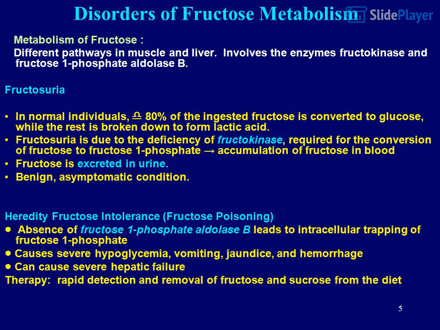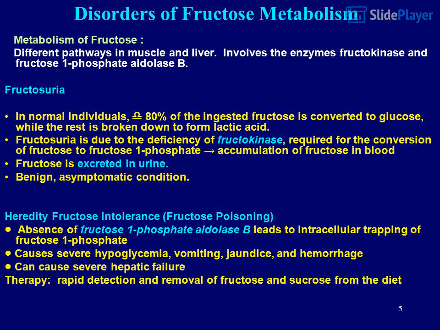Fructosuria. In normal individuals, 80% of the ingested fructose is converted to glucose, while the rest is broken down to form lactic acid. Fructosuria is due to the deficiency of fructokinase, required for the conversion of fructose to fructose 1-phosphate. Accumulation of fructose in blood. Fructose is excreted in urine. Benign, asymptomatic condition.